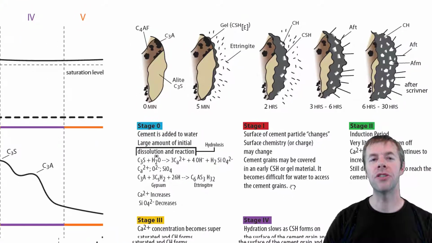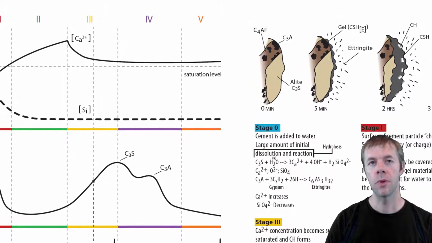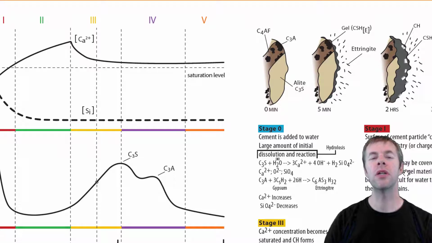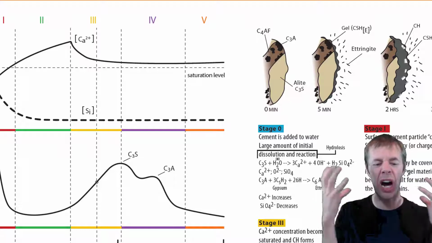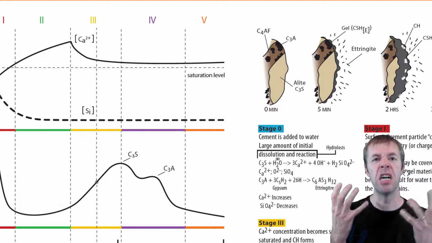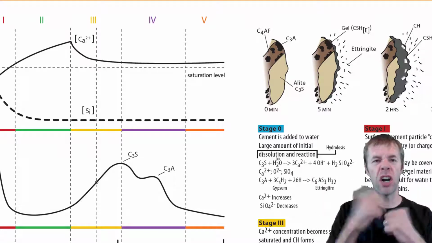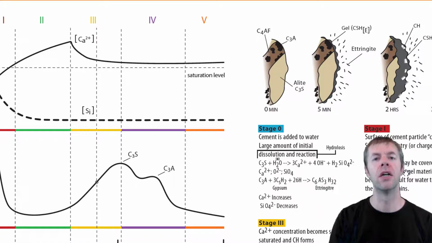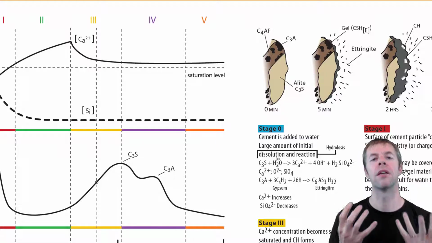So let's talk about stage 0. Stage 0, that's when the cement and water first meet. Ha! What an amazing, amazing time. This is when hydrolysis takes over. This is when those ions get in there, water molecules get in there and just rip apart everything they can get their hands on. They just tear, tear, tear. Right? And they tear apart the C3S, and they tear apart the C3A, okay?